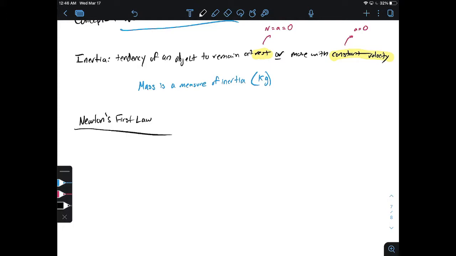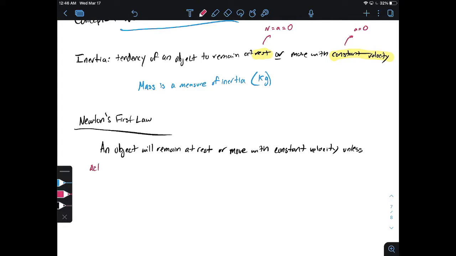Okay, so Newton's first law states that an object will remain at rest or move with a constant velocity unless acted upon by an external, now this is the key word here, unbalanced force.